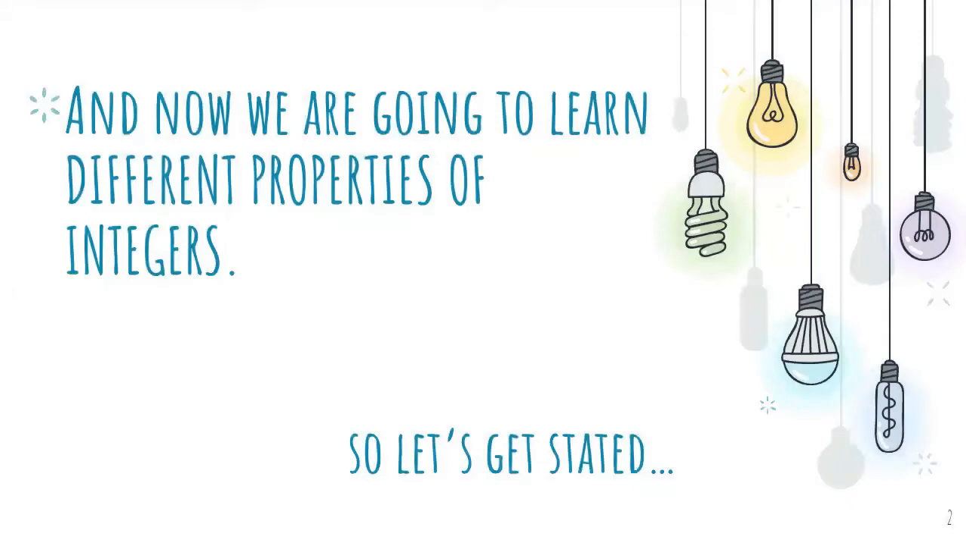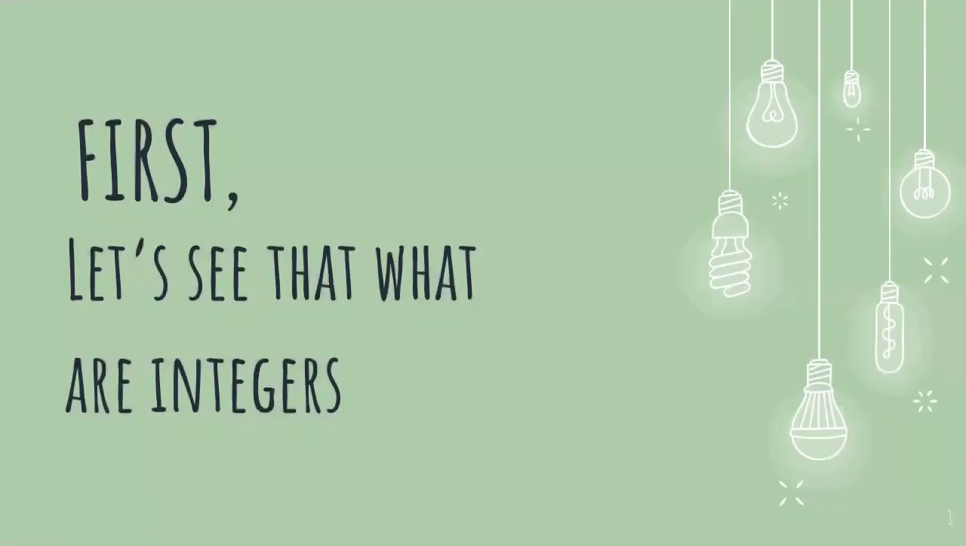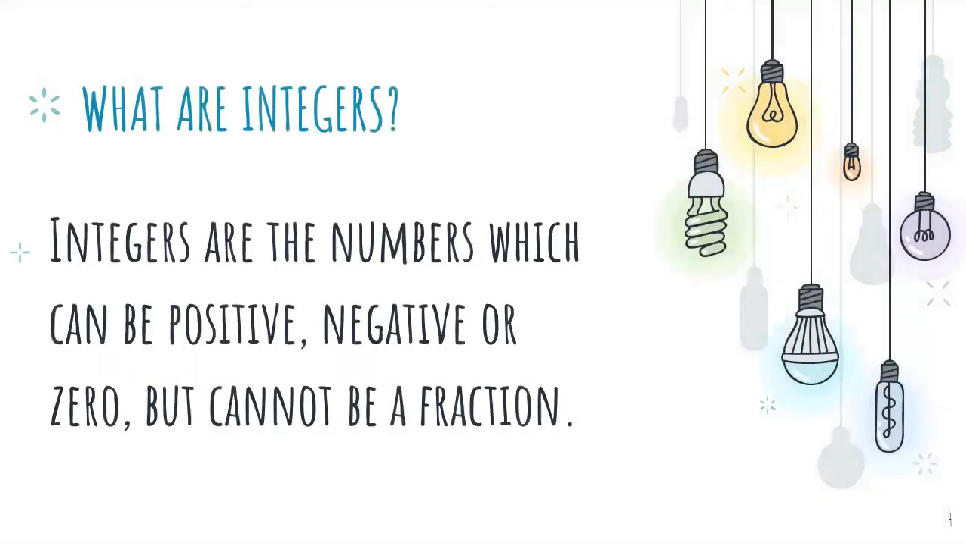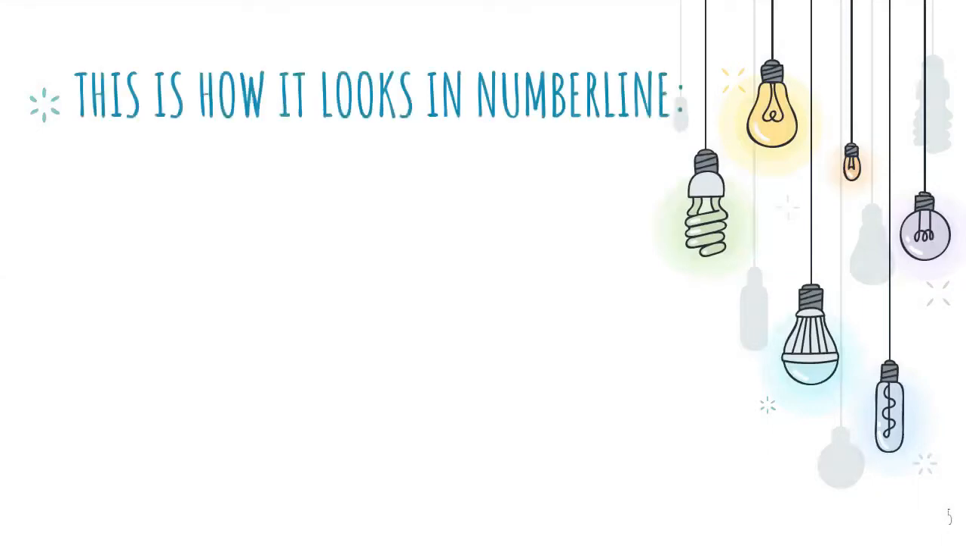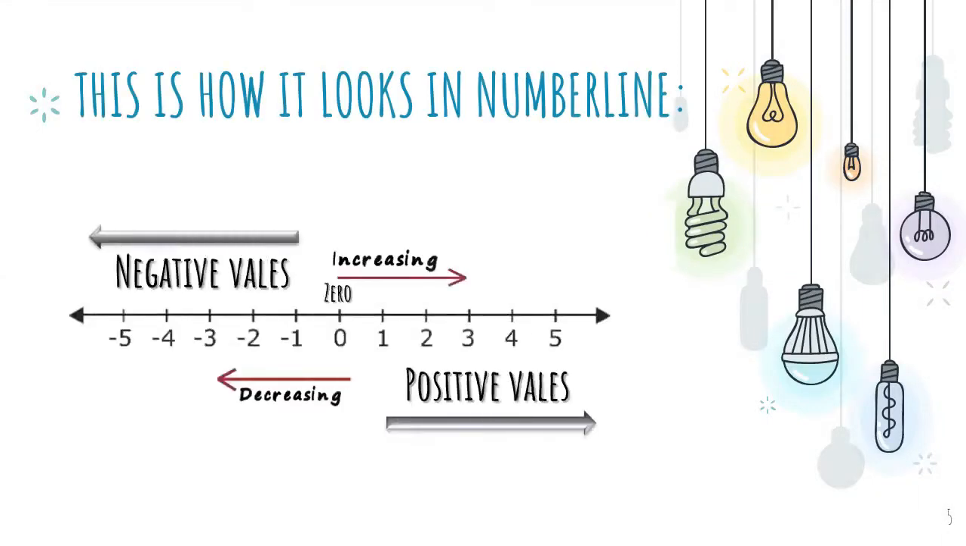So let's get started. First, let's see what are integers. Integers are the numbers which can be positive, negative or zero but cannot be a fraction or decimal. This is how they look in a number line. So these all are integers. Integers consist of positive values, negative values and a zero.